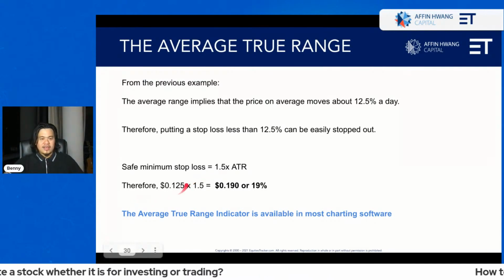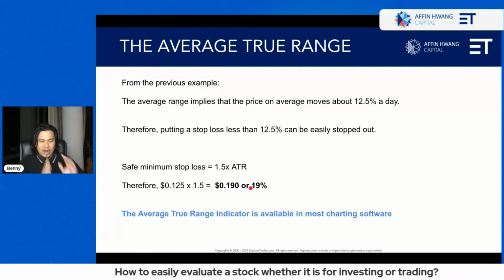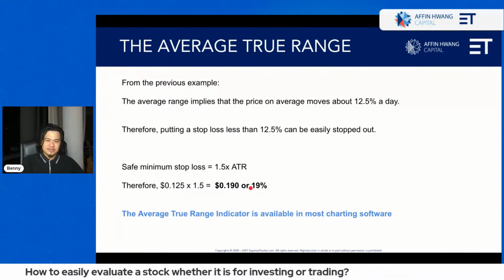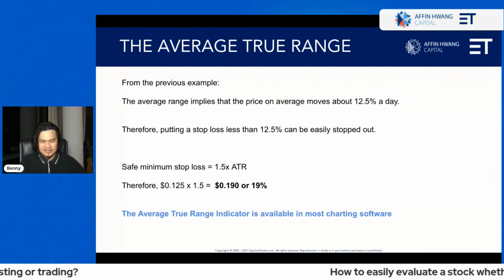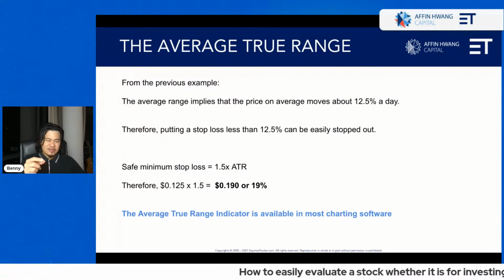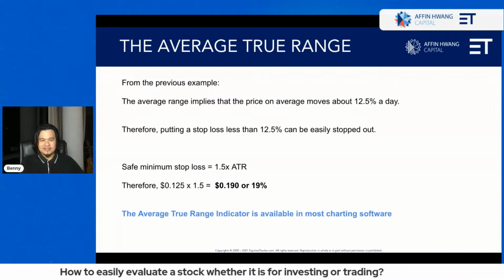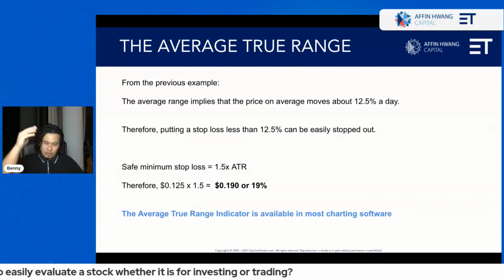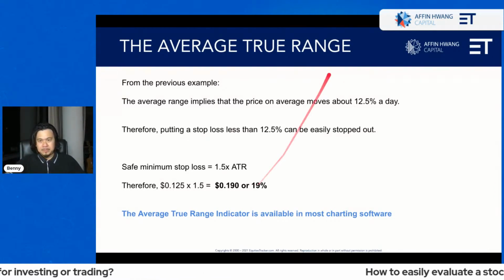So if I take 12.5 cents multiplied by 1.5, I will get about 19 cents or 19%. That means this stock is very volatile. In one day itself, it can move 12.5%. And you normally find this kind of counters among stocks below, let's say, 50 cents. Because if the stock is 30 cents, if it comes down 3 cents, it's already 10%. So the lower the price, the bigger the volatility normally, in terms of percentage of movement.